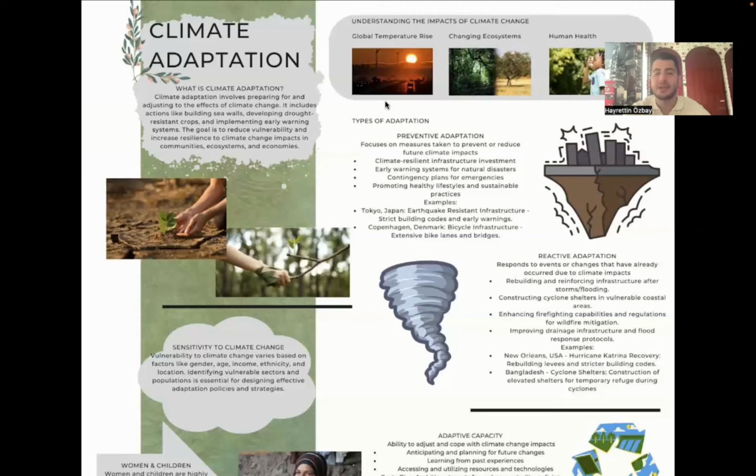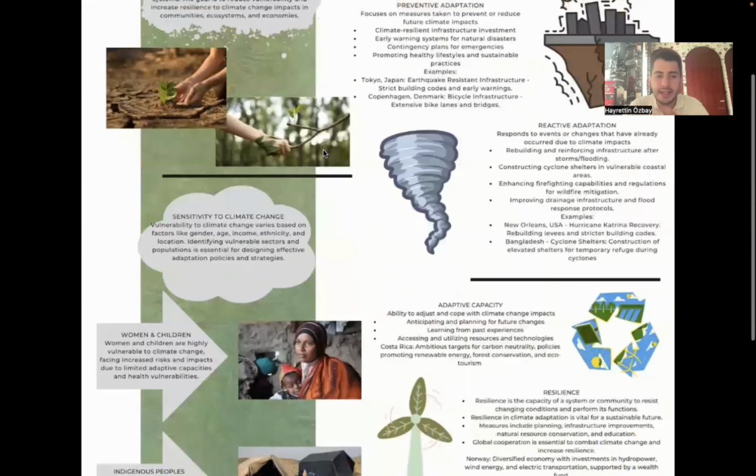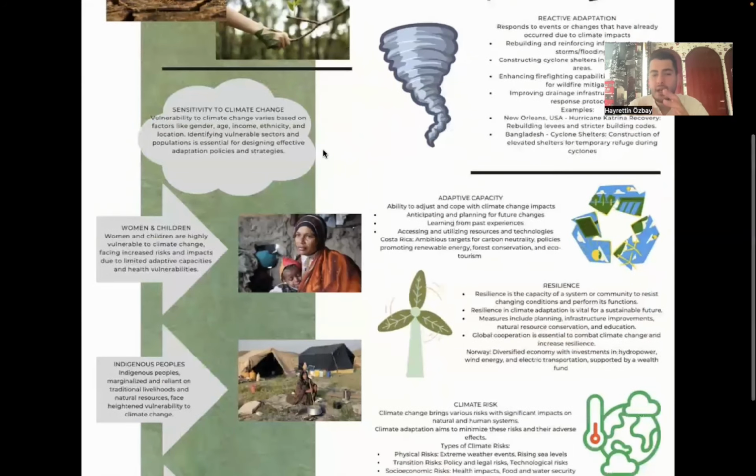disease vectors. You see, to understand the impacts of climate change, we have to understand three main things. First, global temperature rise, it's so important. Second, changing ecosystems, and third, human health. And these three sectors affect each other. And let's continue with sensitivity to climate change.